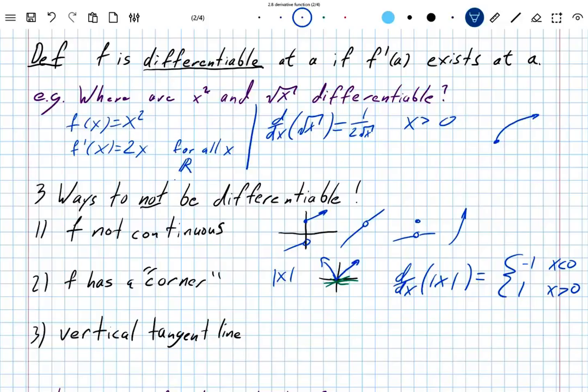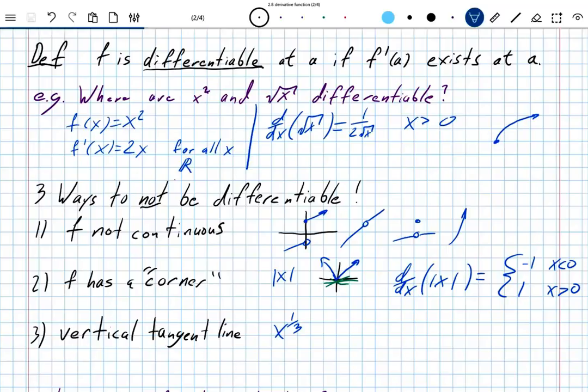Okay, and the last one might take a little bit of thinking. A vertical tangent line. So I've got a nice example of this. x to the 1/3. So I don't have an equation, or rather a vertical tangent line as a line. It's not a function, right? It doesn't have a slope. We don't have a slope of infinity for this.